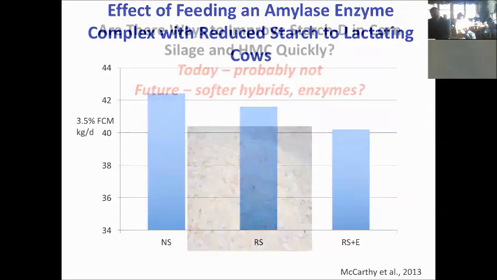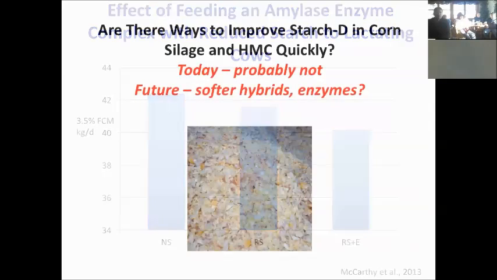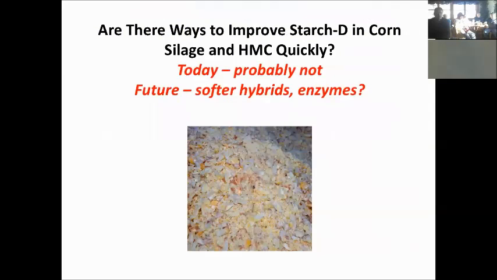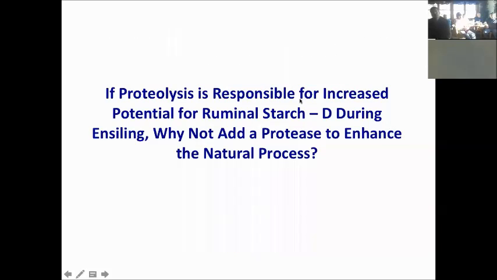Then, are there ways to actually improve starch digestion in corn silage and high moisture corn quickly? Another common question I get asked, and the answer today is probably not. The future is probably yes, maybe in softer hybrids and in some other types of enzymes. And I'll show you some pretty interesting work that my group has done, but unfortunately it's not at a commercial level because of the cost. But I think it's important because it shows that there is a mechanism of how you can do this. We've just got to try to get the companies to give us something that's more economical.